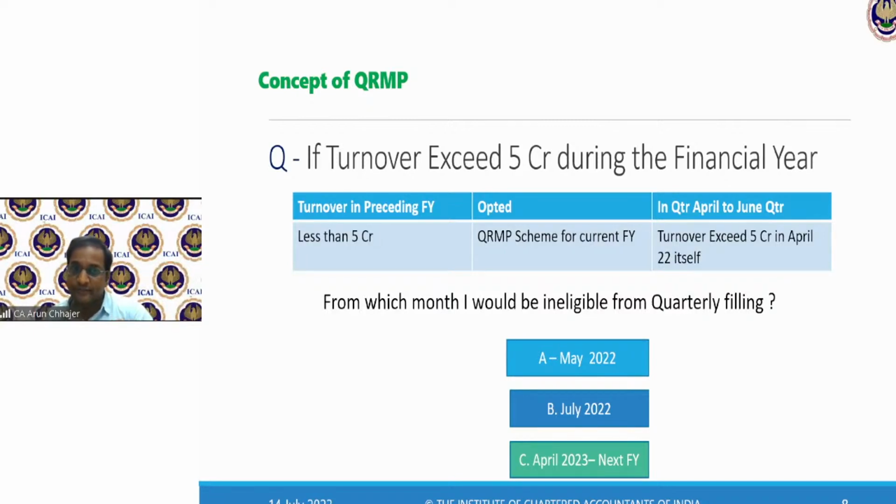In this case, you will continue for the same quarter as if you are having the turnover less than 5 crore, up to 5 crore. You will not be disqualified from QRMP for the current quarter. From the next quarter, yes, you would be disqualified. You have to go compulsorily under the monthly. Check.